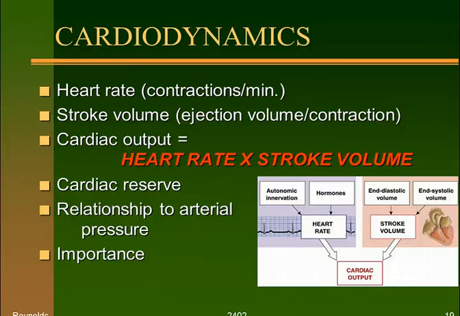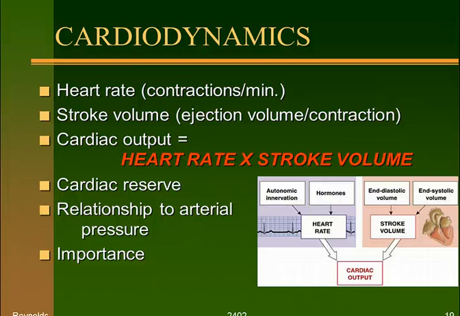Okay, so let's go through control of cardiac output. This is called cardiodynamics, and let me make a couple of definitions here first. Heart rate, you know what it is: the number of action potentials per minute, the number of beats per minute, the number of impulses released by the SA node. It's around 70, let's say.